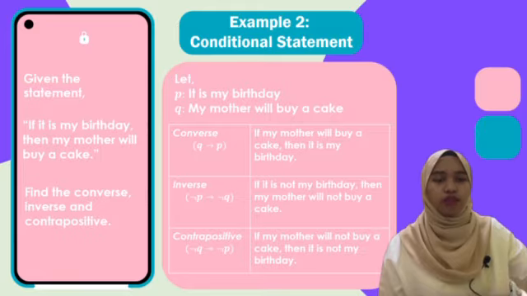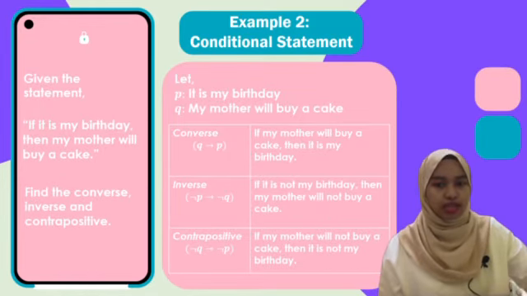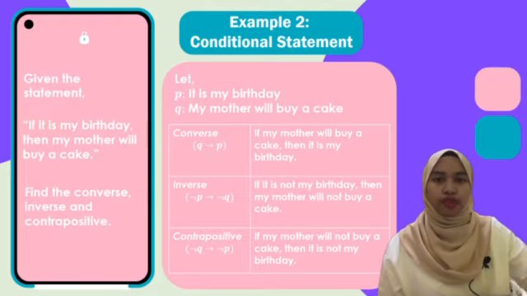Next, the inverse of the conditional statement is if not P, then not Q, which means we have to negate both P and Q. So the answer will be, if it is not my birthday, then my mother will not buy a cake. Lastly, the contrapositive of the conditional statement is that we have to negate both P and Q and reverse the direction of P and Q. In other words, it will be if not Q, then not P. So the statement will be, if my mother will not buy a cake, then it is not my birthday.